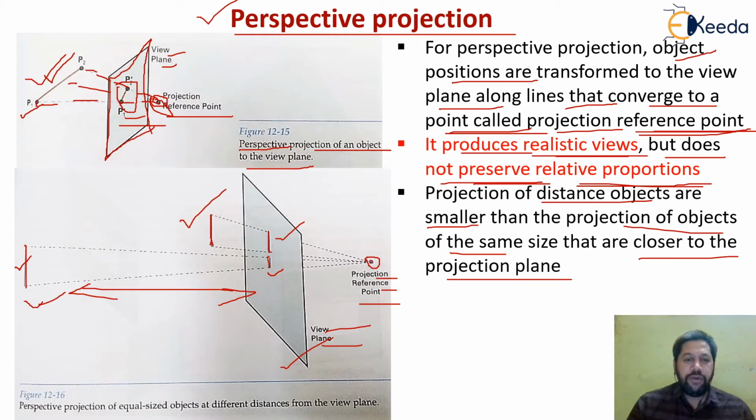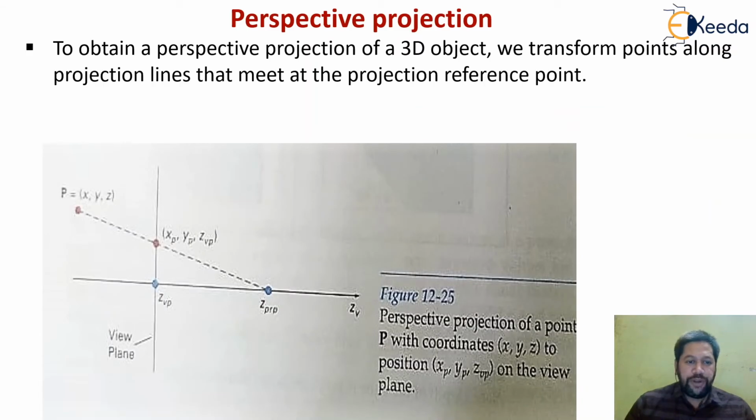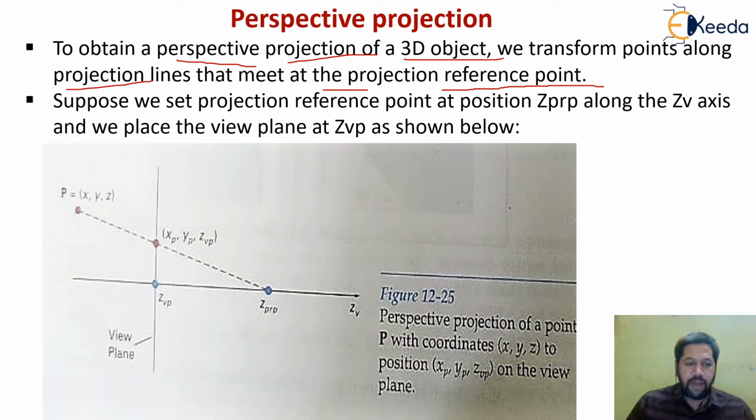Okay, let us continue our discussion of the perspective projection. I'm moving to the next slide so that everyone will understand the further details of the perspective projection. To obtain a perspective projection of a 3D object, we transform the points along a projection line that meets a projection reference point. So I want that to meet at the perspective projection reference point.